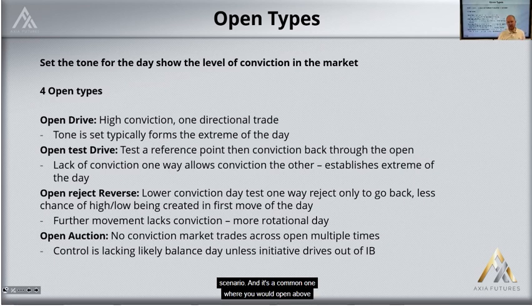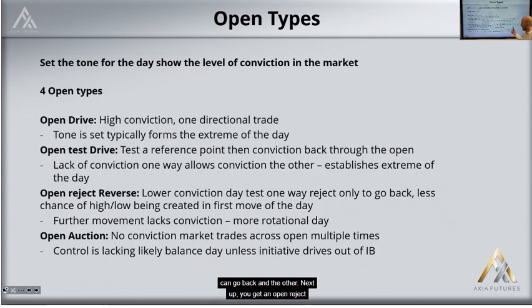So maybe this could be a scenario, and it's a common one, where you would open above value, inside range, trade back to value, there's your test, find responsive buying, and drive up, and there's your initiative. So open, test, drive. Now, of course, on the test part, you don't know that that's going to be an open test until it goes back through the open, and that's the critical part of an open test drive. What it does do is it shows you that some traders in one direction cannot maintain their movement or maintain direction, and so therefore the market can go back in the other.